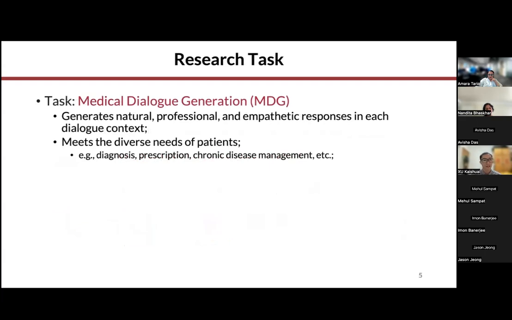I focus on one task for the medical dialogue system, medical dialogue generation. It aims to generate natural, professional, and empathetic responses in each dialogue context. In other words, it meets the diverse needs of patients, not just diagnosis. It can help manage chronic disease and other demands from the patients.